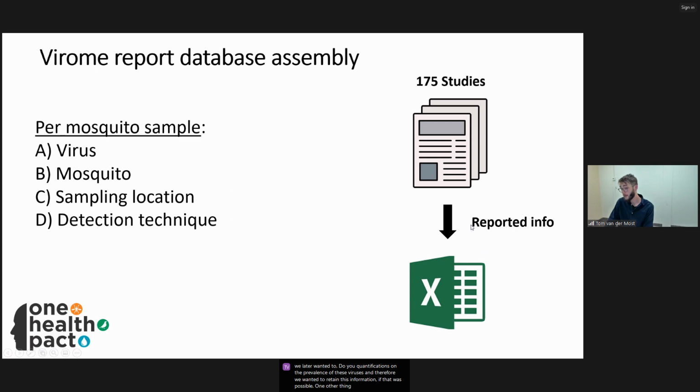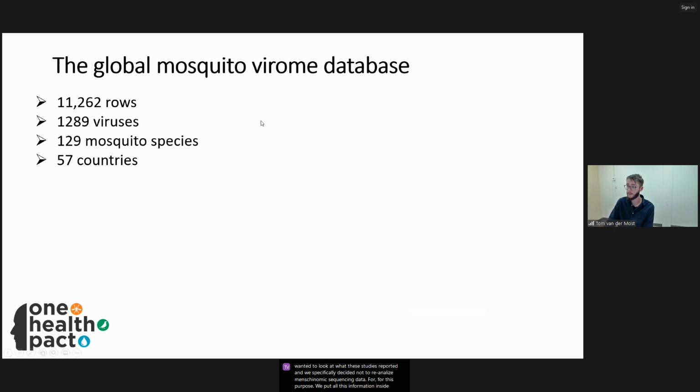One other decision that we made is we wanted to look at what these studies reported, and we specifically decided not to reanalyze metagenomic sequencing data for this purpose. We put all this information inside an Excel database, which became 11,262 rows long, which had information about 1,289 unique viruses across 129 mosquito species in 57 countries.